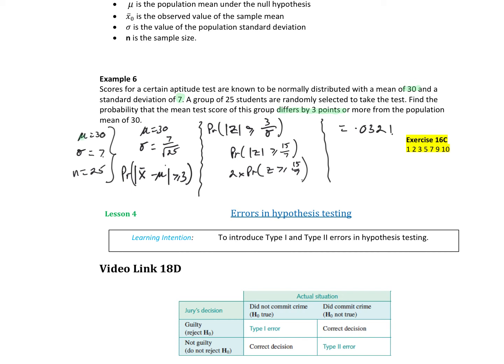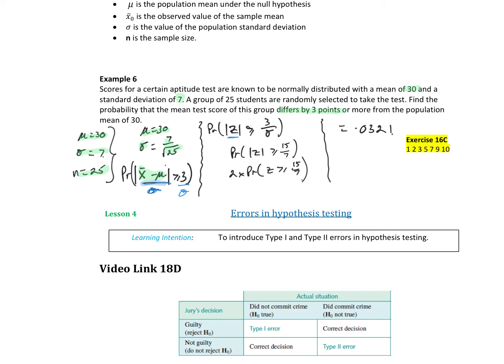All right, so again, let's work out our key stats. Mu is 30, sigma is 7, n is 25. So mu is 30 and the standard deviation of the sample mean is sigma on root n, 7 on root 25, which is 7 on 5. What we're looking to find is the probability that the size of the difference between the sample mean and the population mean is more than 3. If we think this through, x minus mu, then divide both sides by sigma to keep equality.